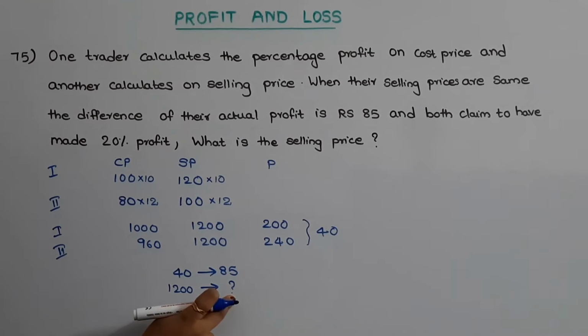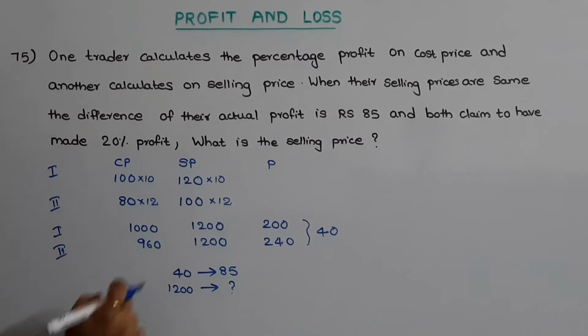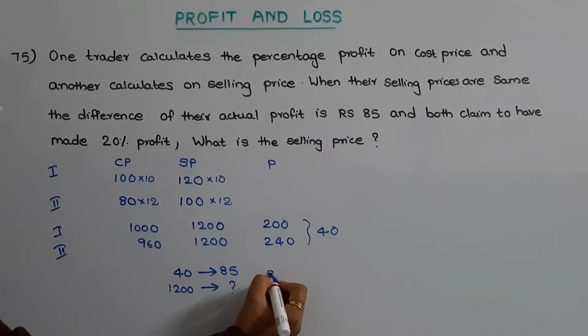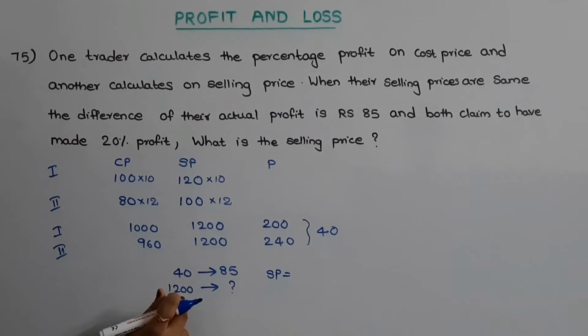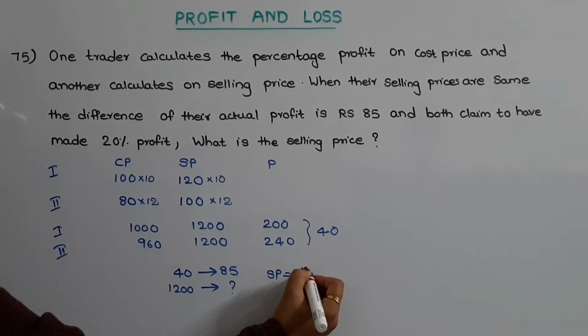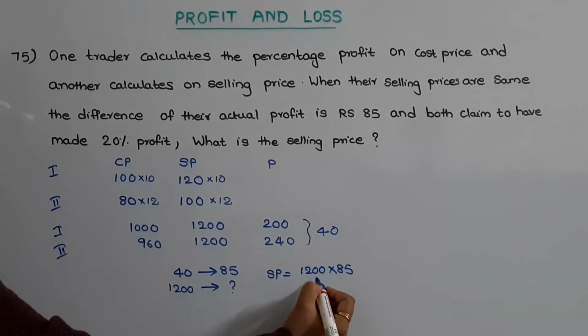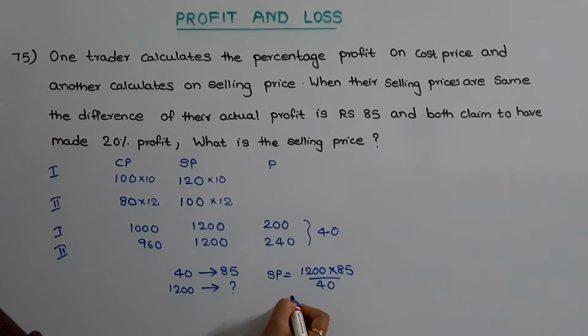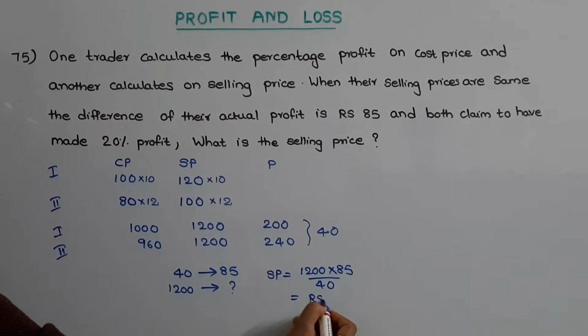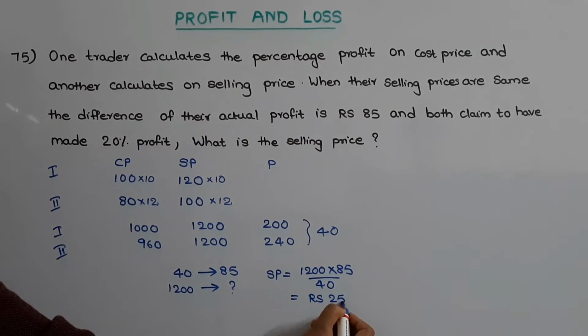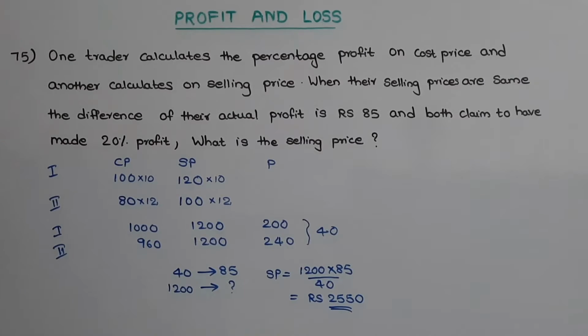This value can be found out by cross multiplying. So selling price is equal to 1200 into 85 divided by 40. On solving this, you will get the answer as rupees 2550. So this is the answer.